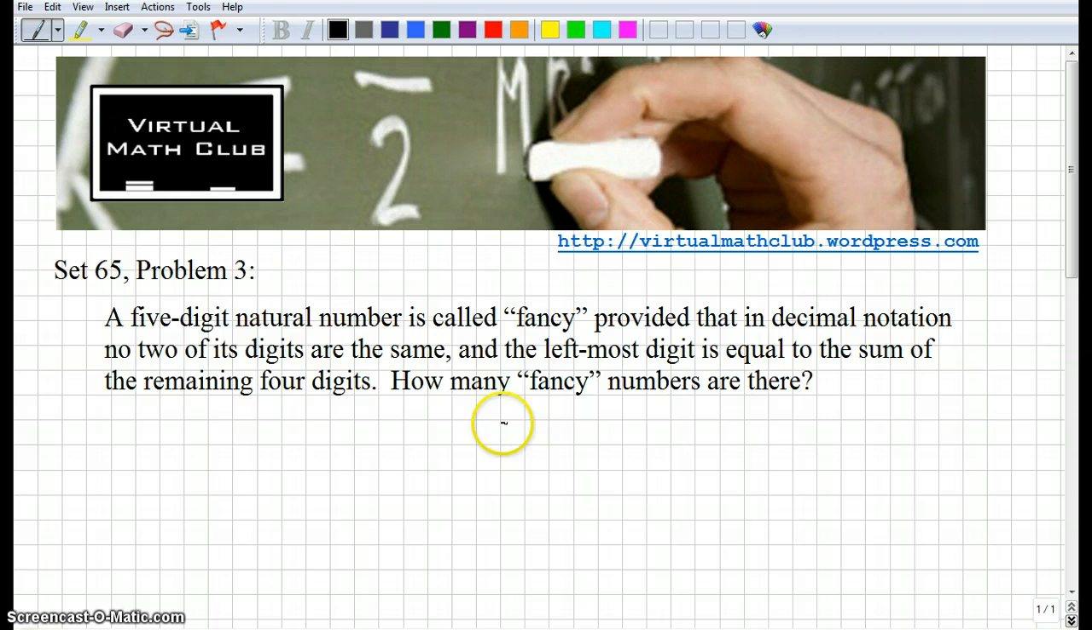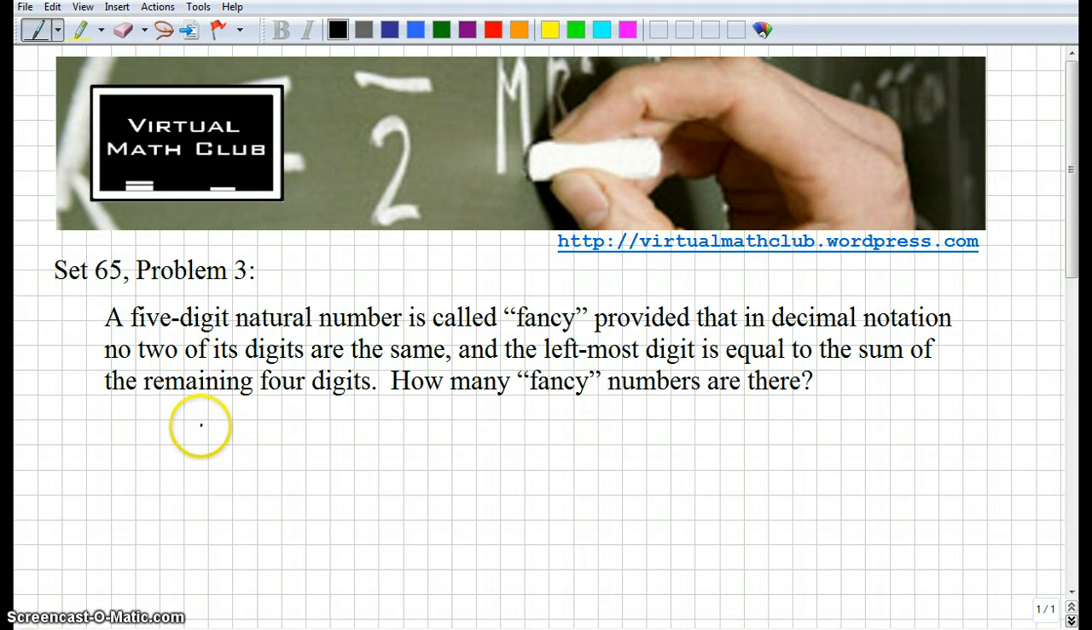So we've just defined it as a number where none of the digits are the same and the leftmost digit equals the sum of the remaining 4 digits. Okay, so 5-digit number. Let's see what we can do here. We have 5 digits, and the last 4 digits have to be different. Well, actually, all 5 of the digits have to be different. And then the leftmost digit is defined by the sum of the remaining digits, right?